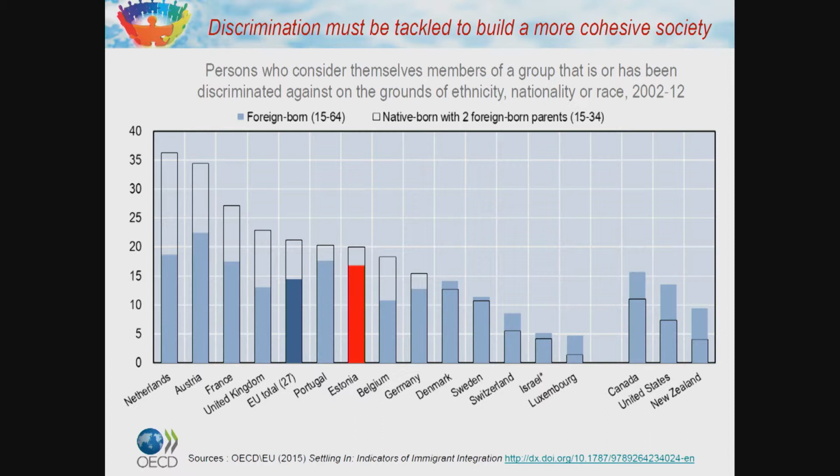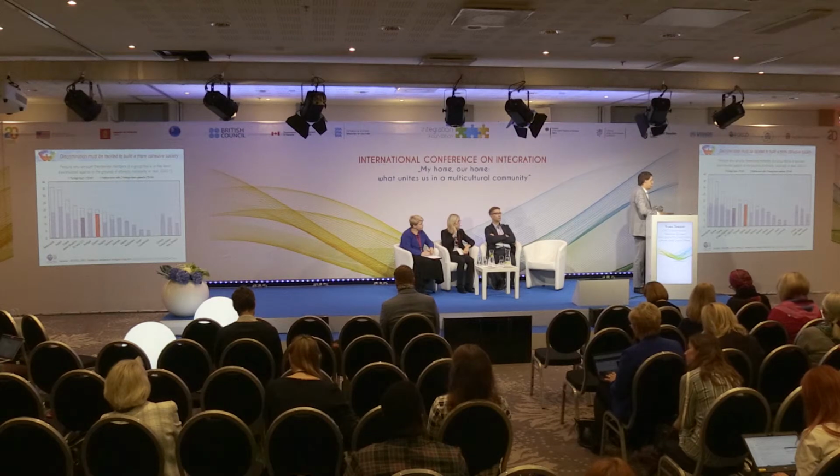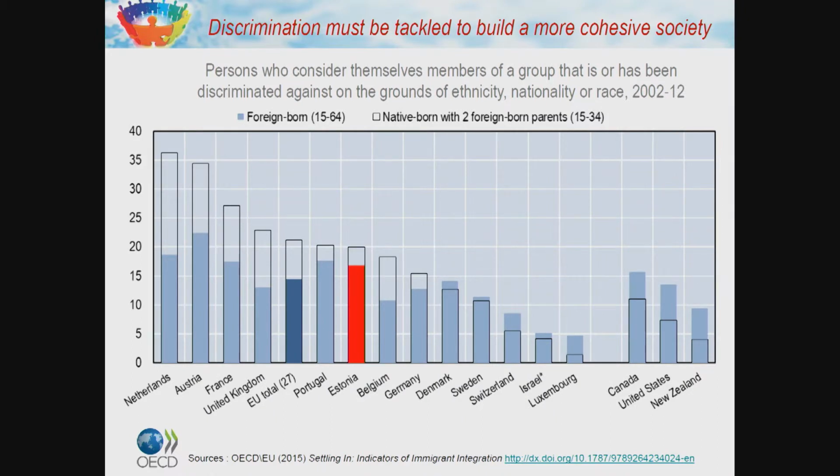The second thing that is also very difficult to measure is discrimination. When we look at different social surveys in the EU, we can see that around 15% of the immigrant population consider themselves part of a discriminated group. This is relatively the same share for Estonia. The share could be, as you can see, higher in other countries. But the most important thing to state here is that native-born with immigrant parents feel more discriminated than their parents in almost all European countries, including Estonia. You see 20% versus 15%.